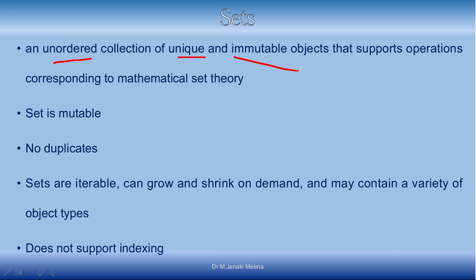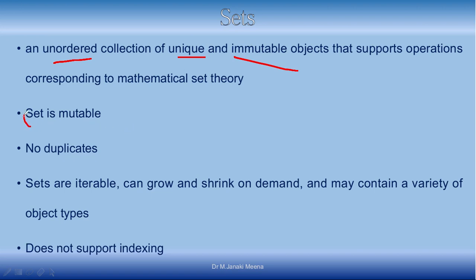So, I cannot have a list inside a set. And tuple is immutable, so I can have a tuple inside a set. Dictionaries are mutable, so I cannot have a dictionary inside a set. This is very important. These three keywords you should remember: set is unordered, going to have only unique elements, and the elements should be immutable, should not be changeable.